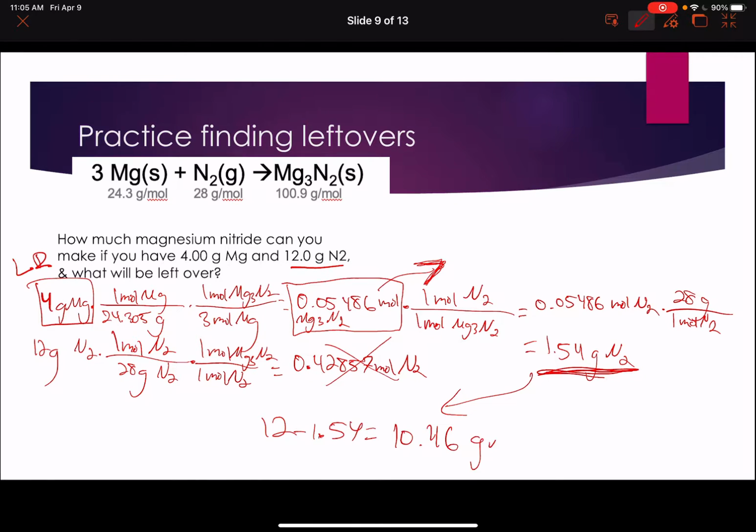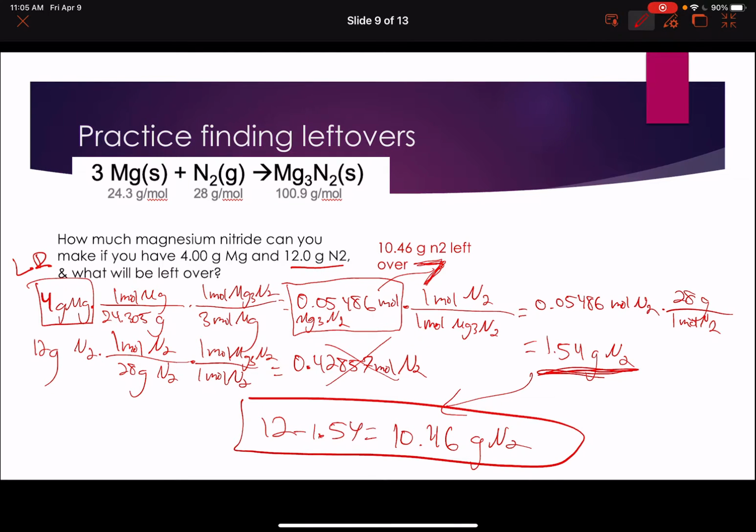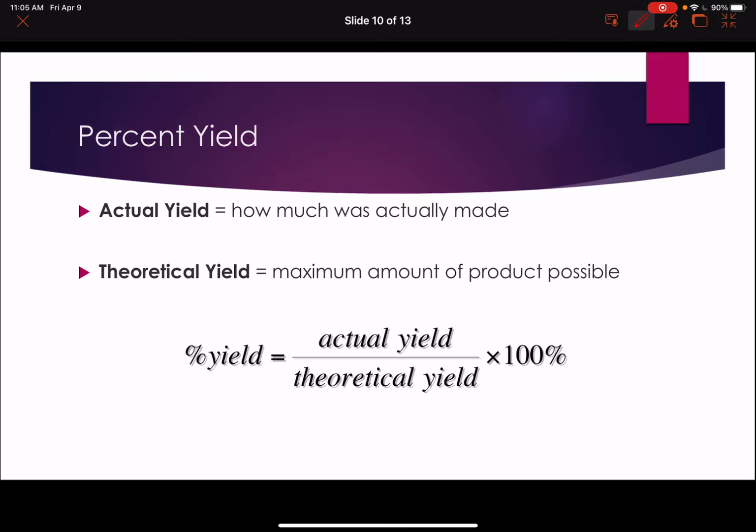46 grams of N2. Perfect. That is the correct answer. Awesome. Now our last concept here is percent yield.